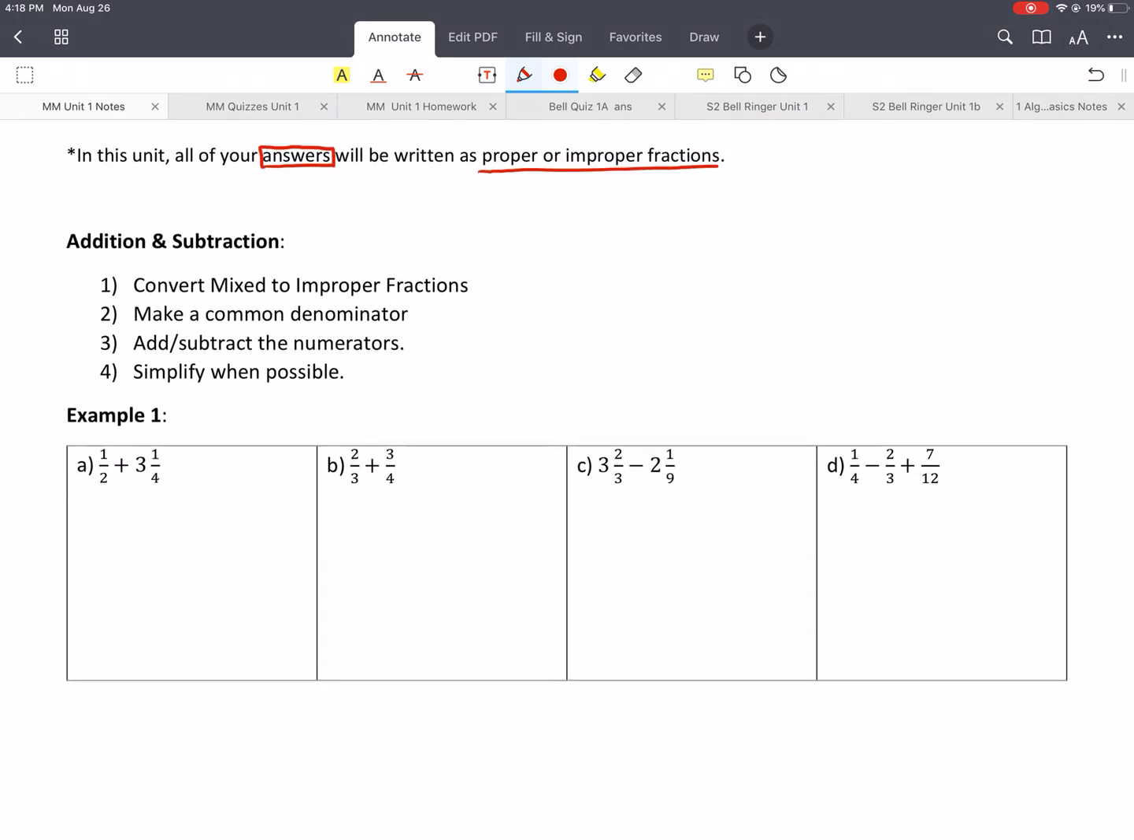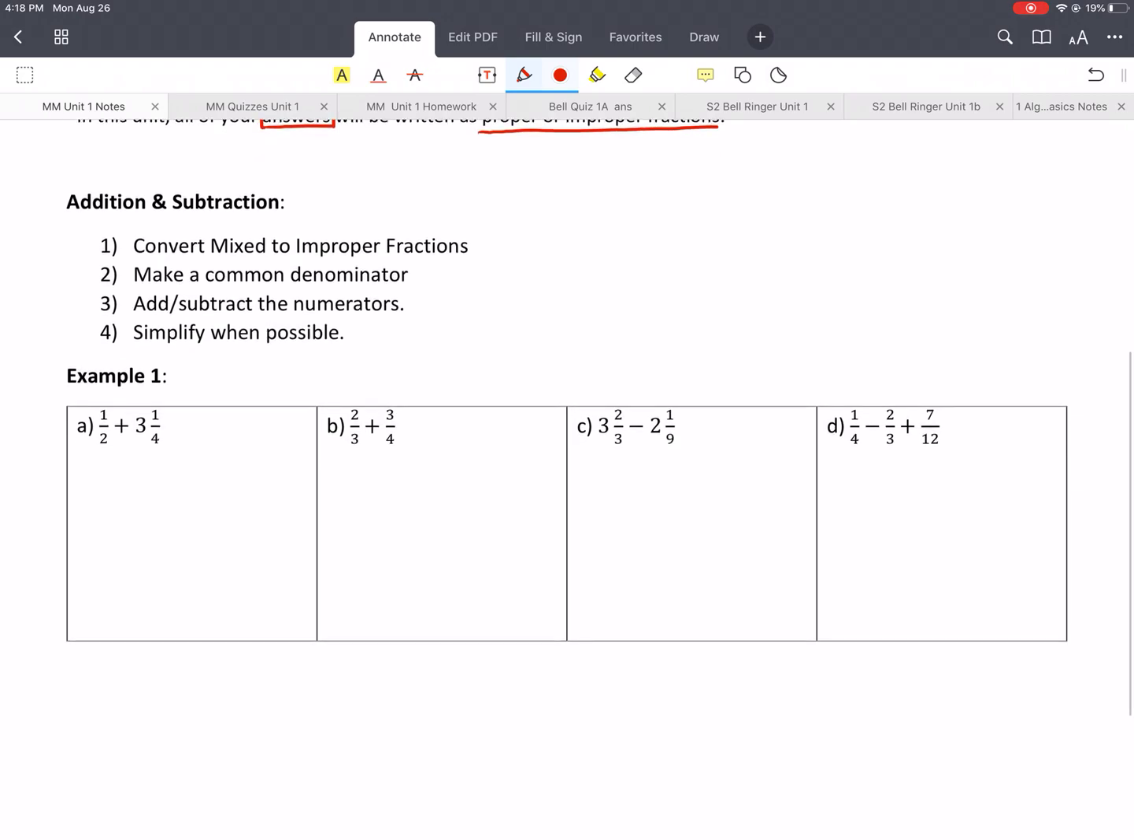All right, addition and subtraction. Okay, so there's 4 steps. First is to convert a mixed fraction to an improper fraction. So for example here, we have this 3 and a 4th.